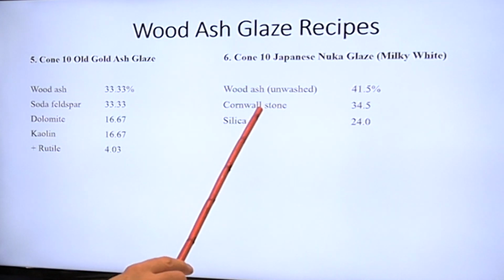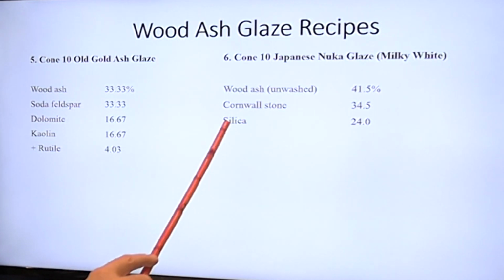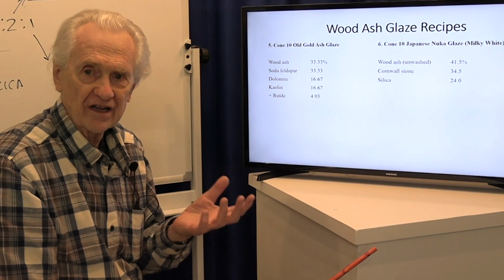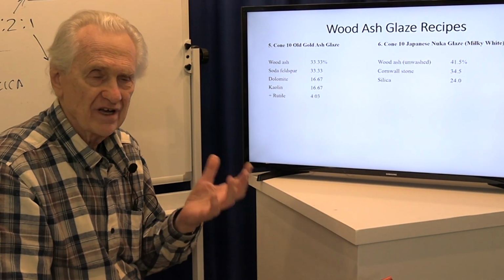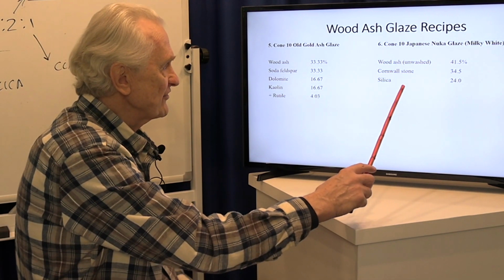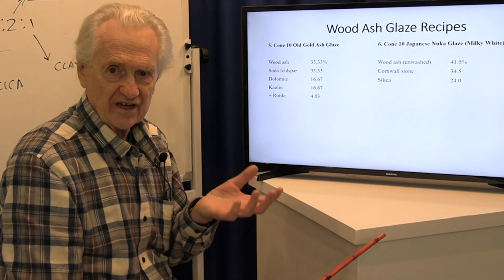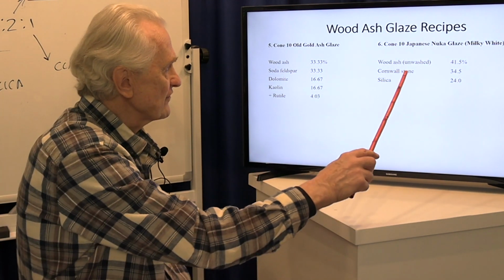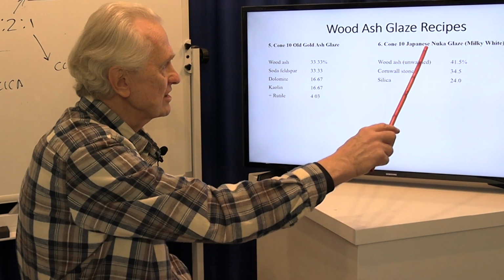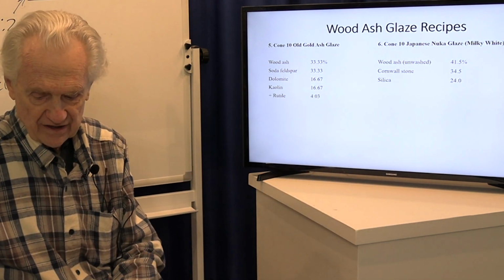And instead of using Cornwall stone, this is probably an English recipe, they just used feldspar, but then instead of the silica, they used rice hull ash, which was a source of really, really fine white silica. And the main reason why the glaze came out milky white is because of all this fine silica that was in the glaze. So this is sort of a Western adaptation of what would be a traditional Nuka glaze.